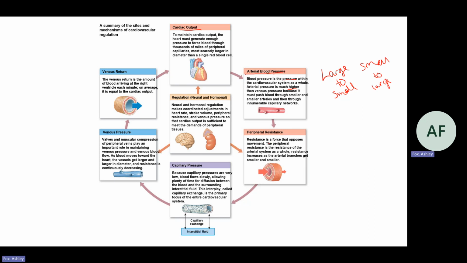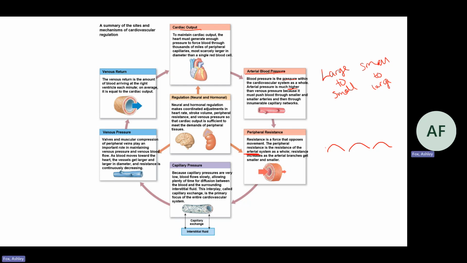Then peripheral resistance. Like I said, peripheral resistance is going to be opposing movement, so it's going to be slowing things down. That's our speed bumps, in my driving analogy. We look at the arterial system majorly because there's going to be a lot less resistance on the venous side.